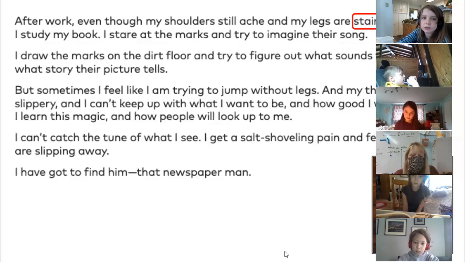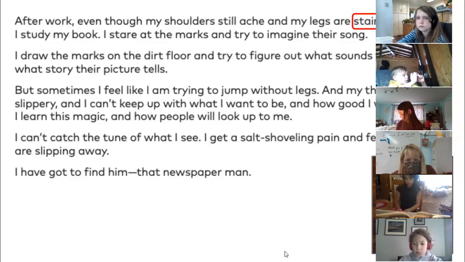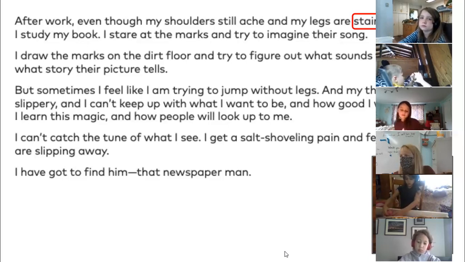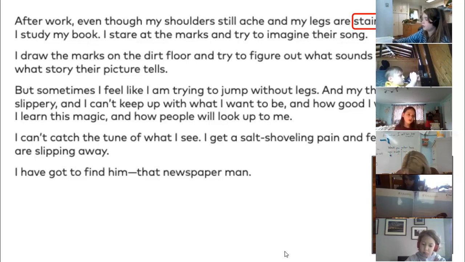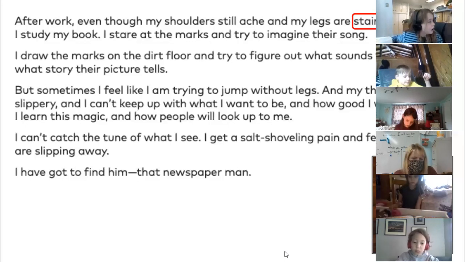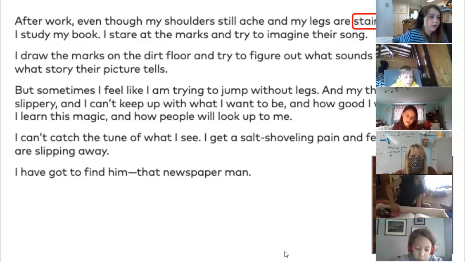No, this kid really wants to read so badly that it hurts him to think that sometime he might not get to be a reader. But does he let that stop him? No, because this very last sentence, let's read it together. Ready? Here we go. I have got to find him, that newspaper man. So he's so worried he's not going to become a reader, so he asks for help, and he's got to find that newspaper man, right? He's not going to let this stop him. He's going to move on.